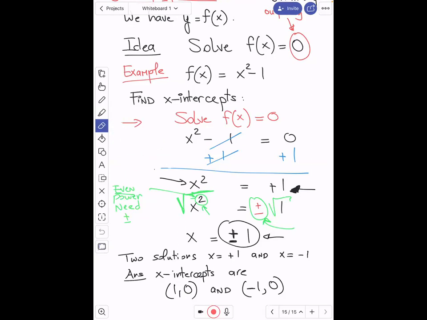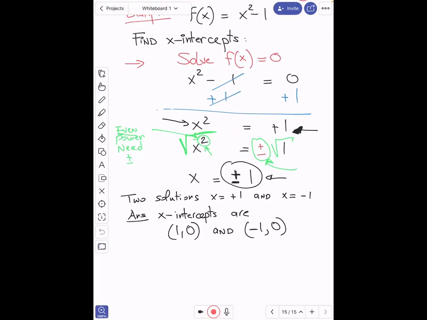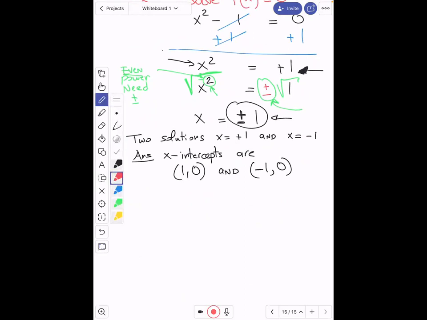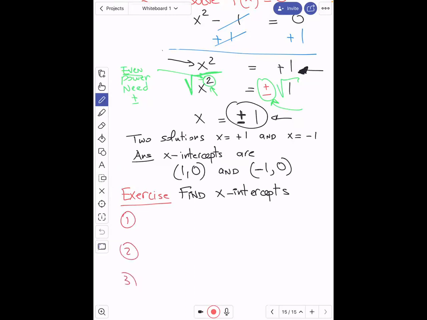All right, any other questions, guys? Anyone else? Okay, so here's an exercise for you. You need to solve some equations. So exercise: you need to find the x-intercept. Okay, so let's have 3 different functions, so there'll be 3 different equations. Let's see how it goes.